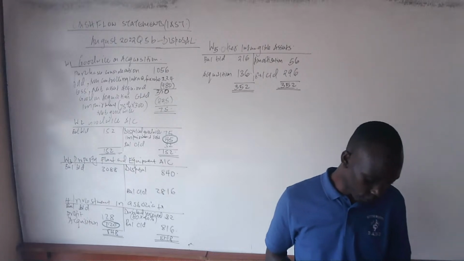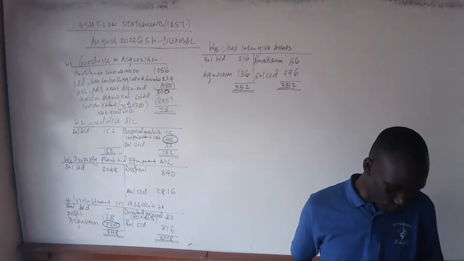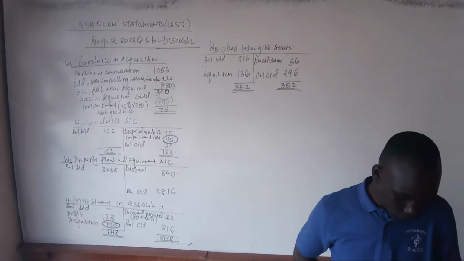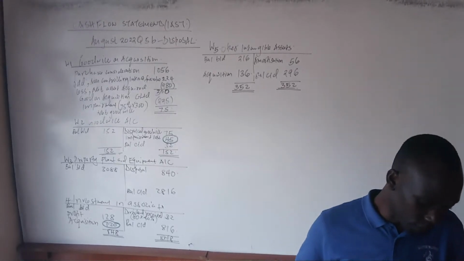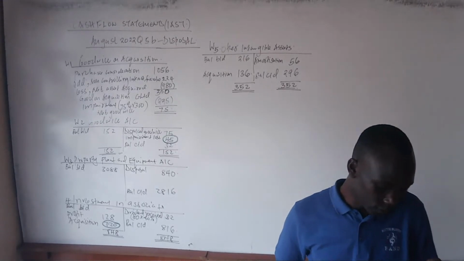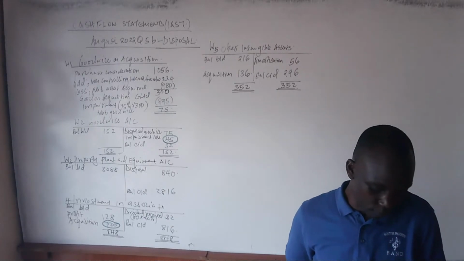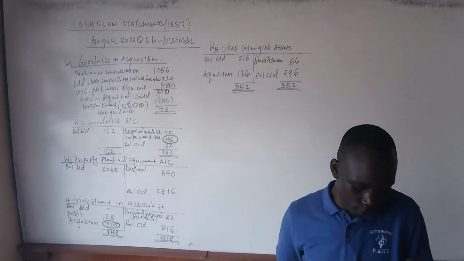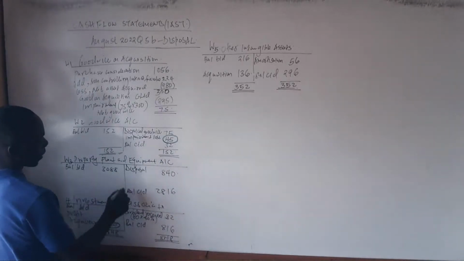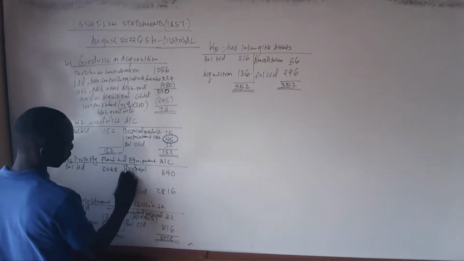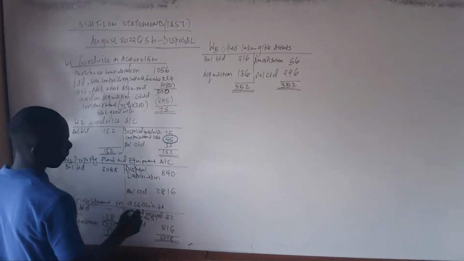Then from there, we proceed to the next one. We go to note number 7. Note number 7, you are told that there were no disposals of property, plant, and equipment during the year, except on C Limited. Depreciation for the year was shillings 160 million, and is included within the cost of sales. So we go back to our property, plant, and equipment. Now we have depreciation of 160.